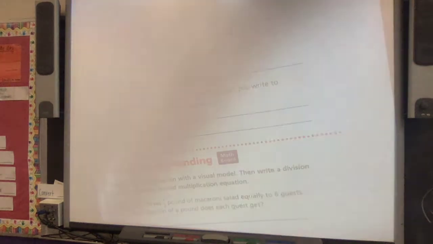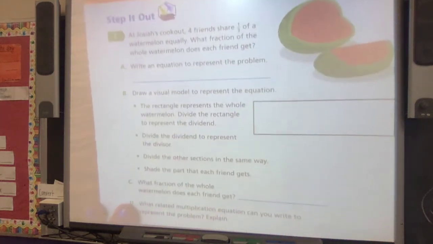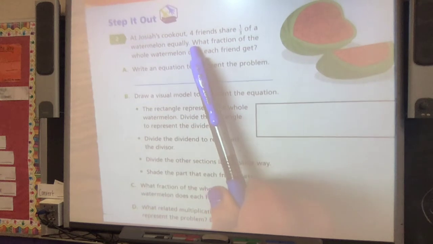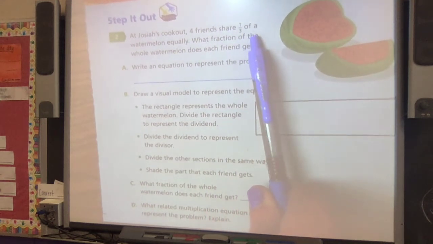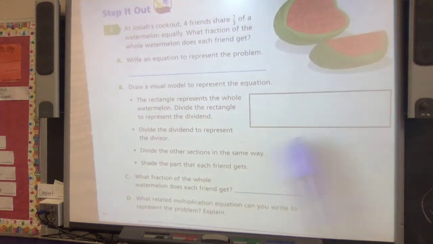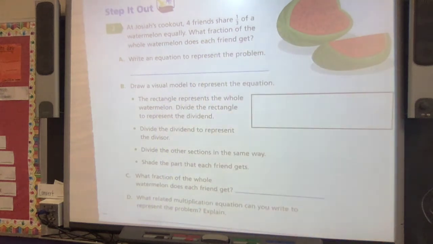Okay, let's turn it again. 269. At Josiah's cookout, 4 friends share 1/3 of a watermelon equally. What fraction of the whole watermelon do they get? So let's think about it. There's 4 friends sharing 1/3 of a watermelon. Are they going to get a lot of watermelon? Here's your 1/3 of a watermelon, and 4 friends are sharing it. What fraction do they get? We need to have in our mind that this is going to be a small amount because they're sharing 1/3 of the watermelon. So let's write an equation.